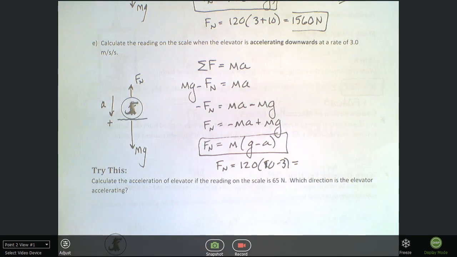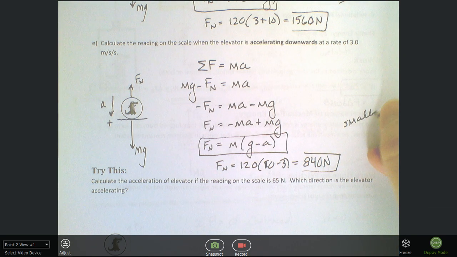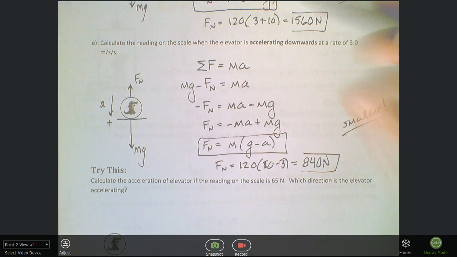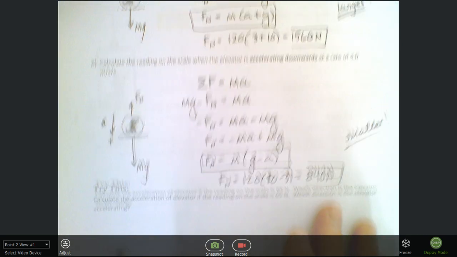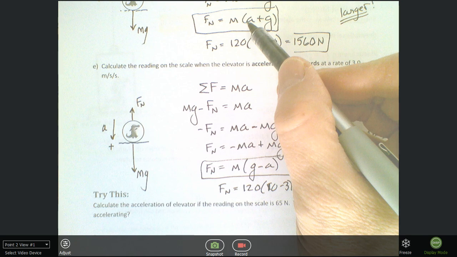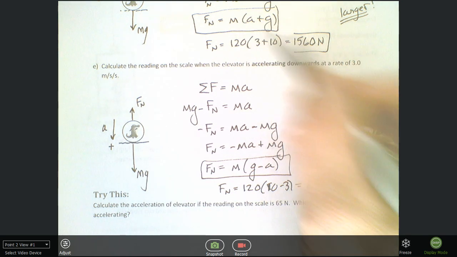So 7 times 120. No, 7, yeah. 10 minus 3 is 7. 7 times 120 is 840 newtons. Smaller. We could have actually just gone up here before and looked at it and said, oh, in the second problem, make the acceleration negative. Negative 3 plus 10 is 7. 7 times 120 is 840.